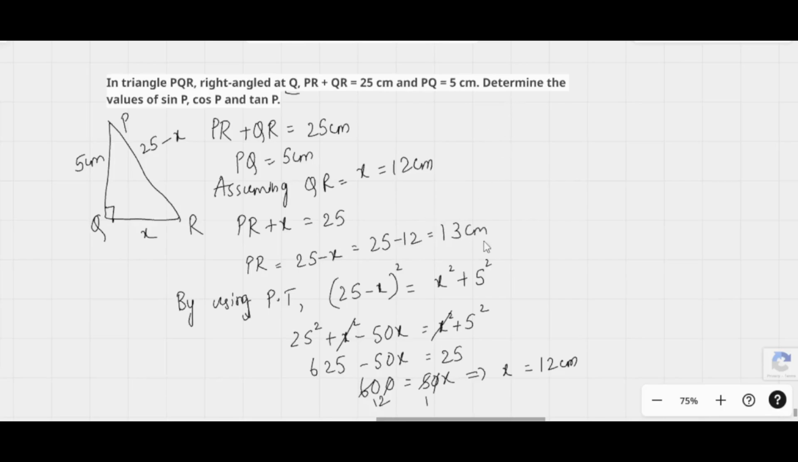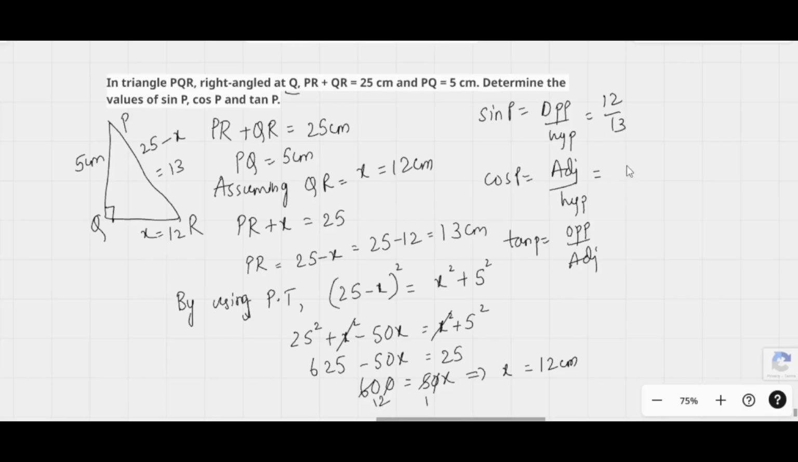Done. Now we got all our values. So this is 12 and this is 13. Now we have to find sin P, cos P and tan P. Sin P is opposite by hypotenuse, and cos P is adjacent by hypotenuse, and tan P is opposite by adjacent. Now just substitute it. Sin P is 12 by 13, cos P will be 5 by 13, and tan P is equal to 12 by 5.